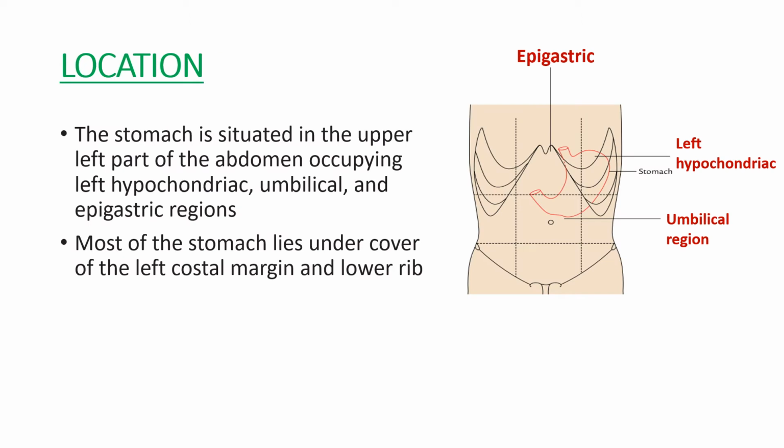The location of the stomach. The stomach is located in the upper left part of the abdomen, and it occupies three regions, that is the epigastric region, the left hypochondriac region, and the umbilical region.